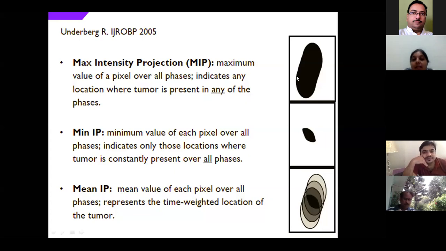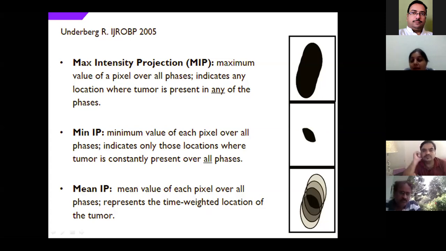And this is basically the trajectory of the motion, the trajectory of the tumor in the entire breathing cycle of the patient. MIP is basically a kind of union, where the tumor is going to be present in different phases, it unifies. And MinIP is an intersection, where the tumor is going to be present always. And something which is now very commonly used is mean position.